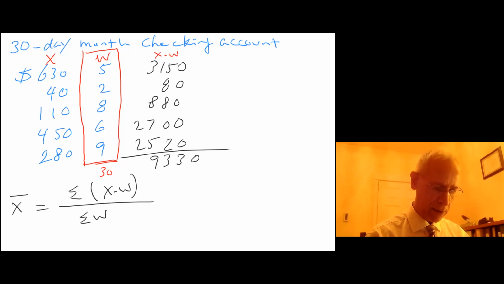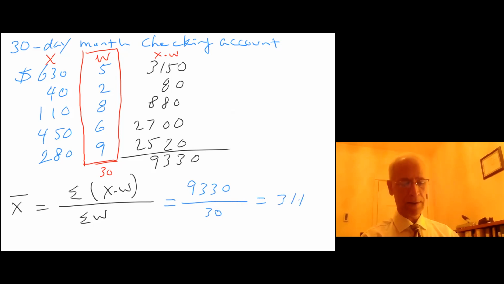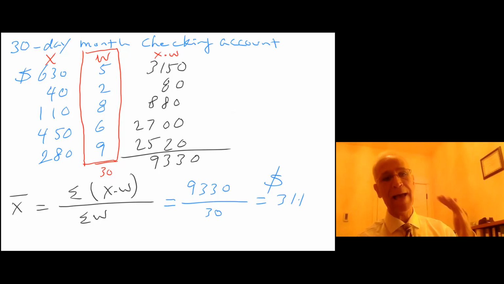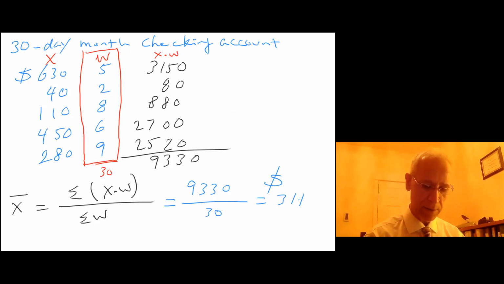All right, so this equals 9330 divided by 30, and we can cancel the zeros through the division. You get a 3, a 1, and a 1. So the daily balance for this account for that particular month is $311. So notice that some days you had more than that, some days you had a lot less than that, but on average for that month, you had a daily balance of $311. Okay.